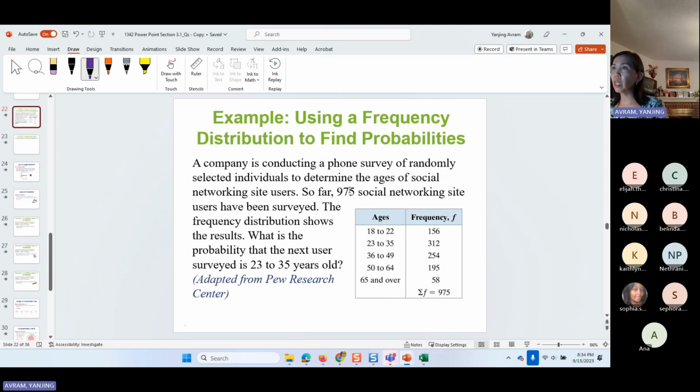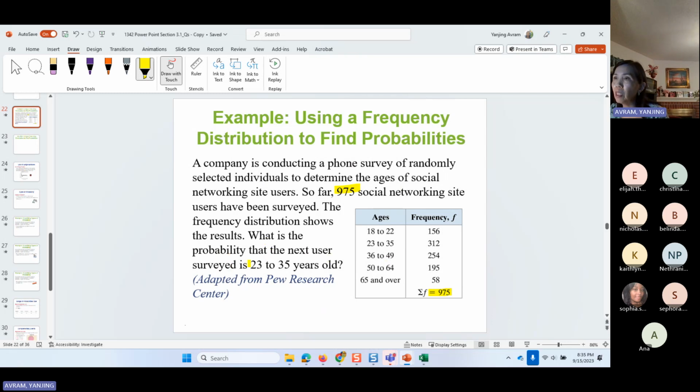This one is a table. Okay, this is a distribution table of age. A company is conducting a phone survey of randomly selected individuals to determine the age of social networking site users. You don't really have to add it up on your own. It tells you here already, this is the total, right? If you add this together, it also gives you 975. But why add if the question already told you here? The frequency distribution is shown here, right?